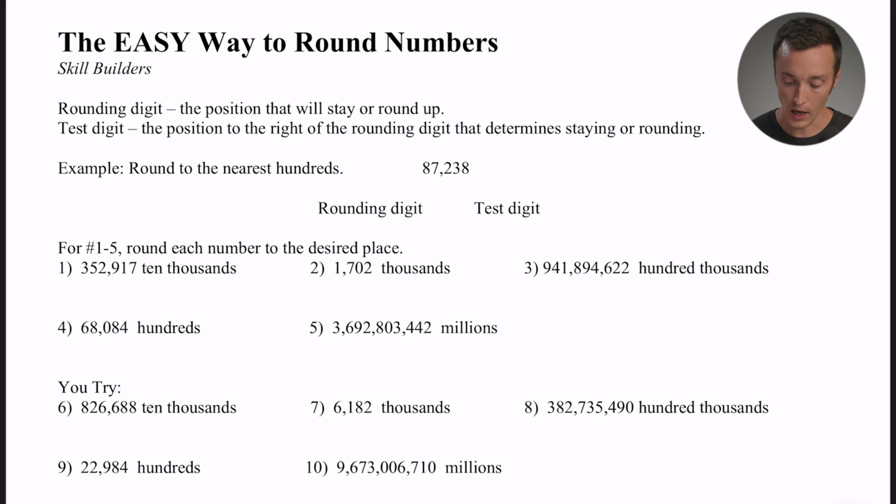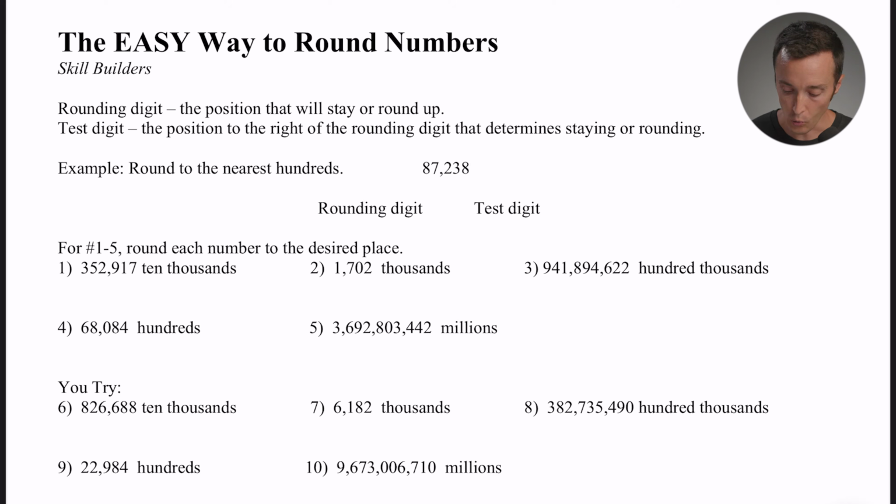So as we get started here, I want to give you two quick definitions. When we go to round numbers, we really need to pay attention to two things, the rounding digit and the test digit. So in the example, it says round to the nearest hundreds. Well, the rounding digit is, as it says, the position that is going to stay or round up. That's what you're used to thinking, like you either stay the same or round up. The test digit is the position to the right of the rounding digit that determines whether it stays or rounds. I said this was going to be the easy way. That sounded a little bit complicated, but let me show you what I mean.